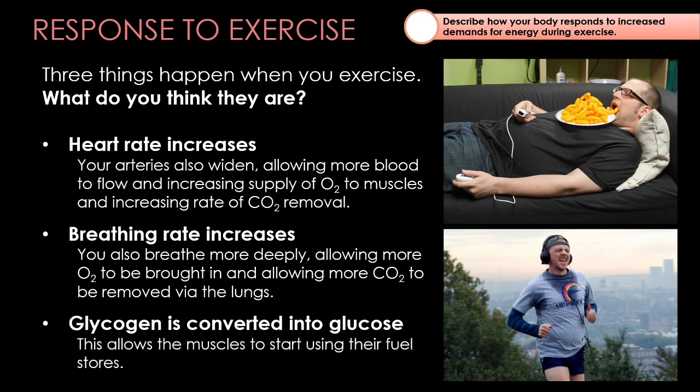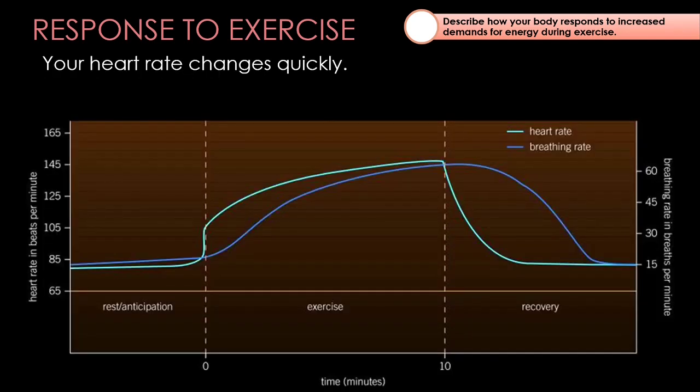The third thing is something that we've talked about already. Glycogen will be converted into glucose at a faster rate, meaning that the muscles can make use of the fuel that they've got stored. This is a graph that we need to be familiar with.